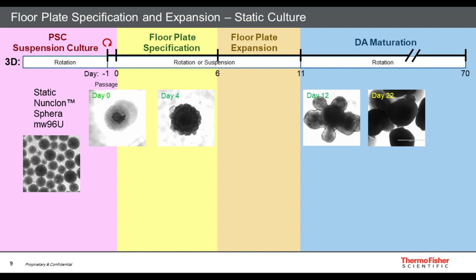We also explored another set of alternatives in hopes of producing more uniform organoids. This time we passaged the iPSC cells into low attachment round bottom 96-well plates, which are called NanoCulture Sphera plates. We plate cells evenly to all wells, and 1 day later, we get a single small spheroid per well of very consistent diameter across the plate. That's day 0 for the floor plate specification.